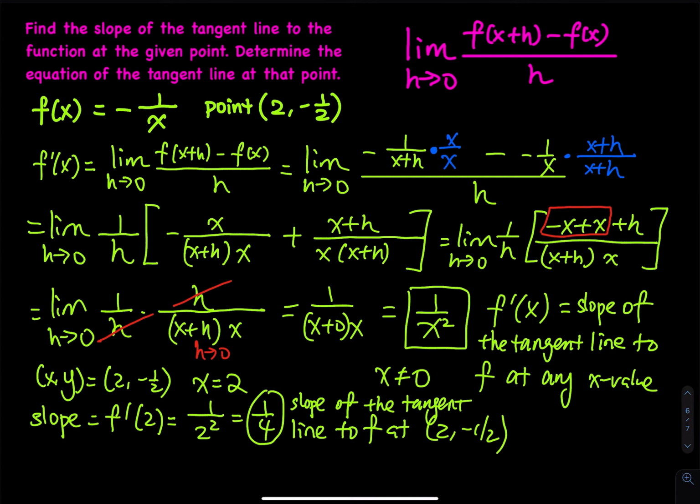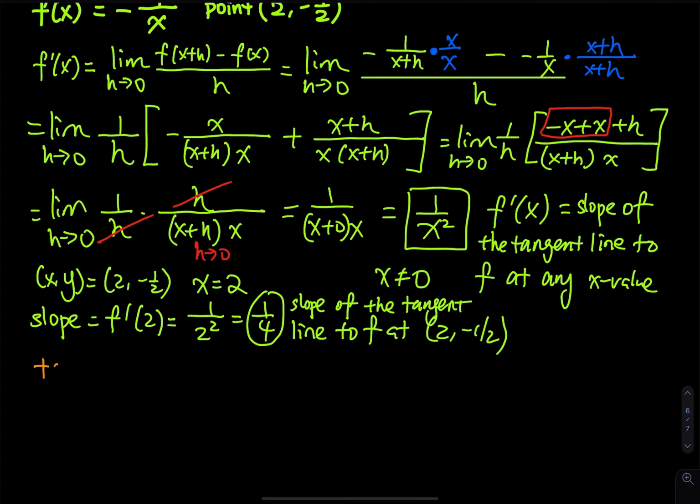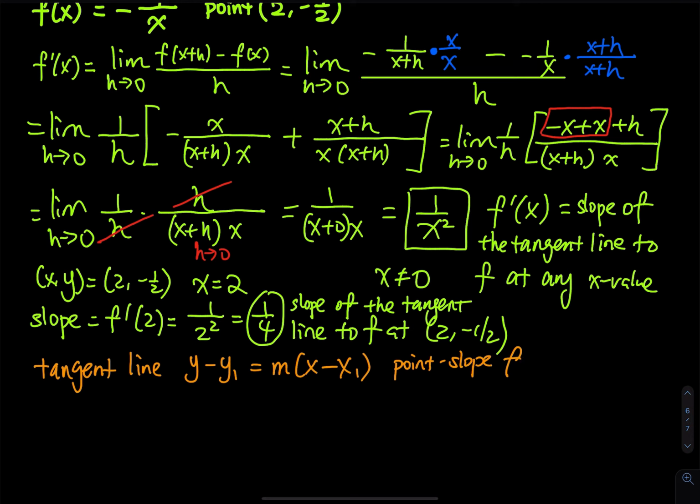And then what about the tangent line? The tangent line, let's use another color to do it. For the tangent line, we have y minus y1 equals m times x minus x1. In algebra, we call this the point slope form. And then y1 is negative 1/2, so y minus negative 1/2 equals 1 over 4 times x minus 2.